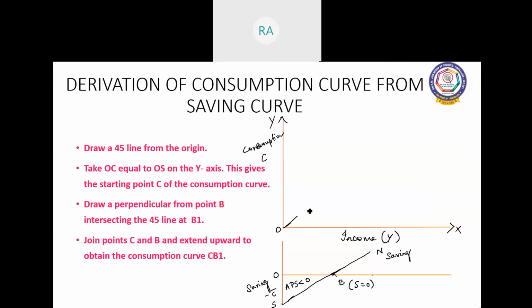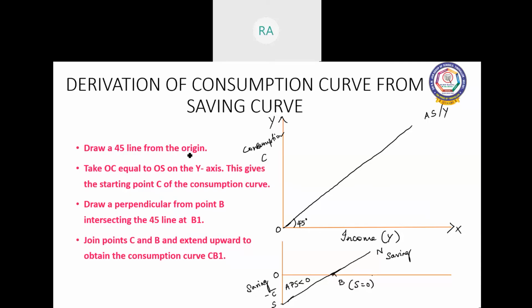So from the origin, now I am going to draw the 45-degree line. This is the AS curve or Y, income curve. Any point on this 45-degree line indicates that the consumption expenditure and income both are equal. Now let me explain to you the steps in the derivation of consumption curve from saving curve.